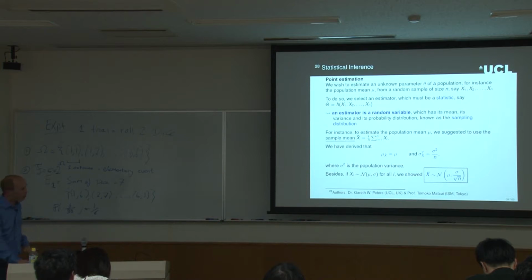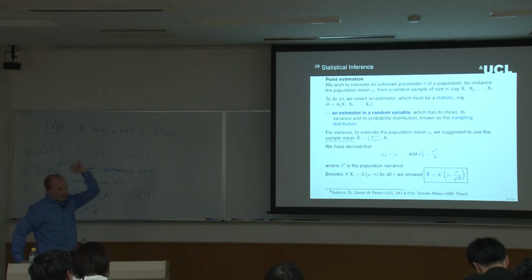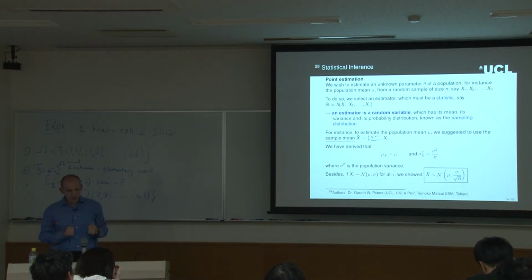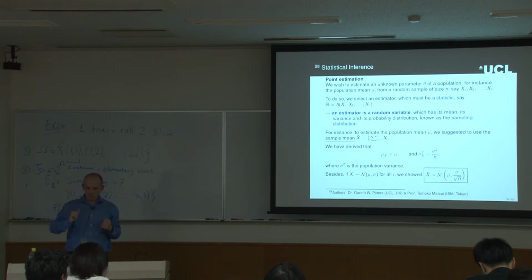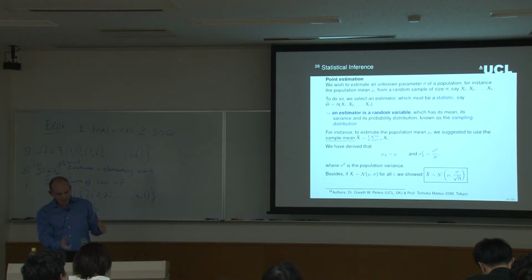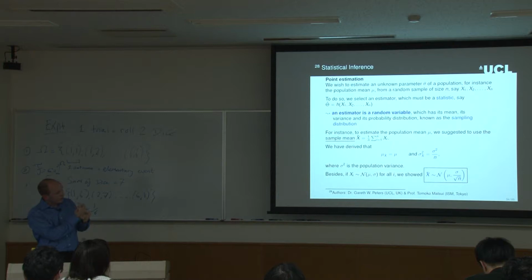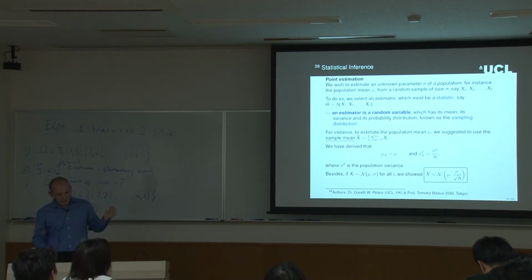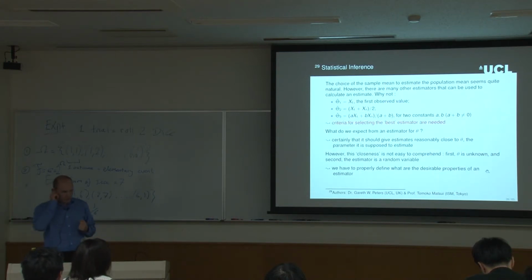So firstly, we have point estimation. We want to estimate an unknown parameter theta of a population. So let's start by looking at the population mean mu. Again, we have this random sample x1 to xn, and we select an estimator. Of course, this estimator is also a random variable with a mean, variance, and sampling distribution, like we just showed. For instance, we could use the sample mean, which we just looked at with this expression, and we derived these properties. But that's just one possible estimator that we came up with.